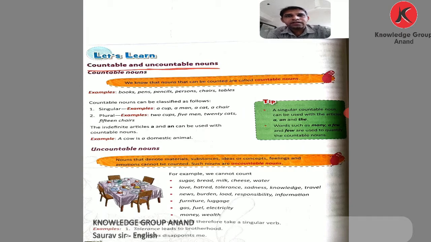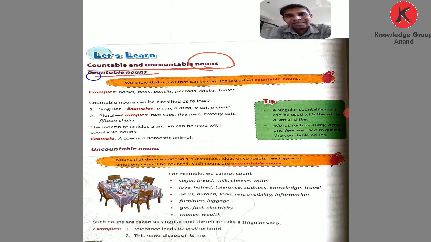Countable and uncountable nouns. Today I am going to discuss these nouns. It's very easy. First I am going to explain the countable nouns. What are countable nouns? Nouns that can be counted are called countable nouns. There are some nouns we can count by the numbers or by the quantity.